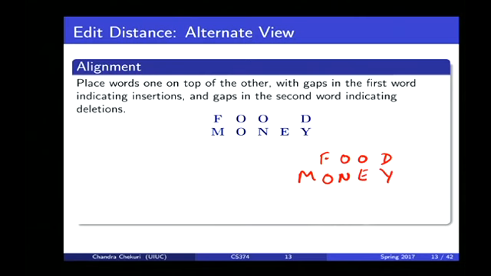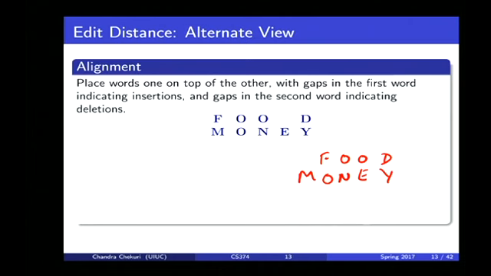5, right? Or is it 5? I have to insert this one, change this one, change this one, change this one, and change this one. 5. This is a better alignment than the other one, no? So finding the edit distance is the same as finding the best alignment.